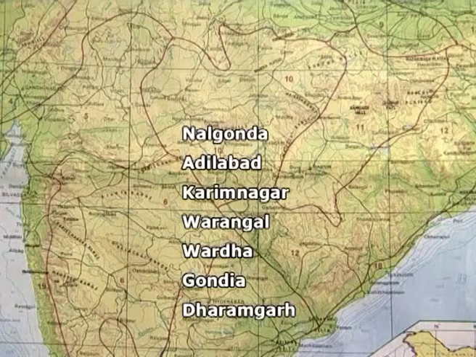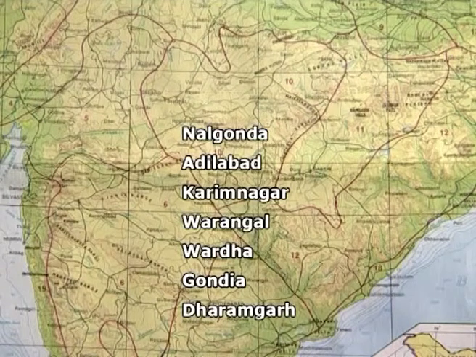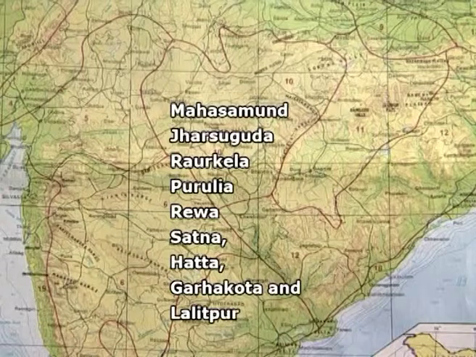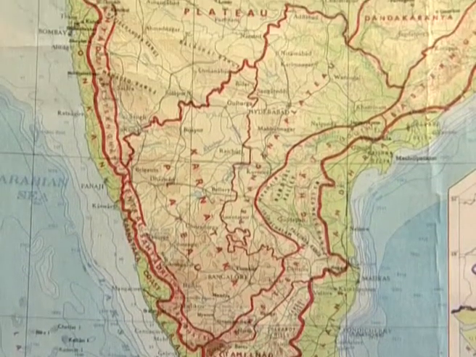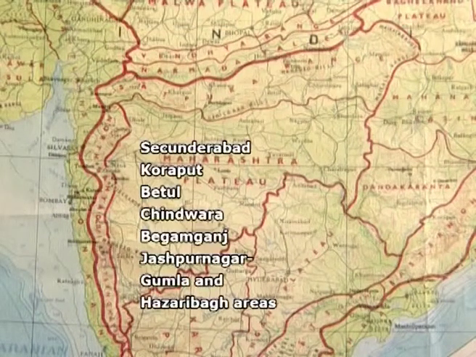They are distributed around Nalgonda, Adilabad, Karimnagar, Warangal, Wardha, Gondia, Dharamgarh, Mahasamund, Jharsuguda, Rourkela, Purulia, Rewa, Satna, Hatta, Garhatka and Lalitpur. The gentle slope lands occupy a major part of this region. These land areas are distributed around Sikandarabad, Koraput, Betal, Chhindwara, Begamganj, Jampurnagar, Jashpunarnagar, Jumla and Hazaribagh areas.